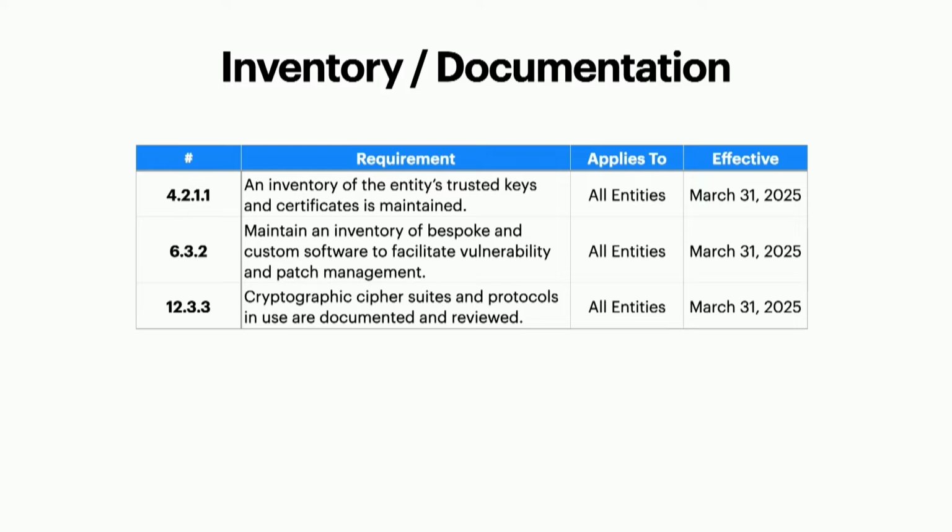And then lastly, on the documentation, cipher suites and protocols in use must be documented and reviewed. So, your TLS certificate, what cipher suites you're using, what protocols you're allowing. Obviously, you can pull that, but now you have to have a formal document. So here's our approved: TLS 1.2, AES 256, whatever that may be.